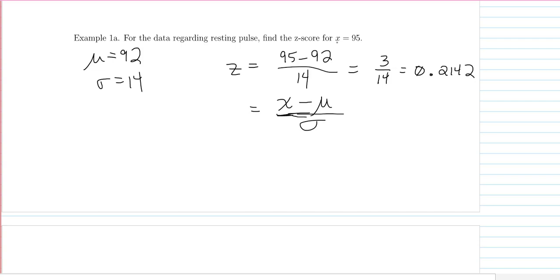Again, this is the same as the formula x minus mu over sigma, where x is coming from the data that's given. It's telling us we care about 95 beats per minute. Mu and sigma I gave to you, which will often be the case in problems involving the normal distribution.